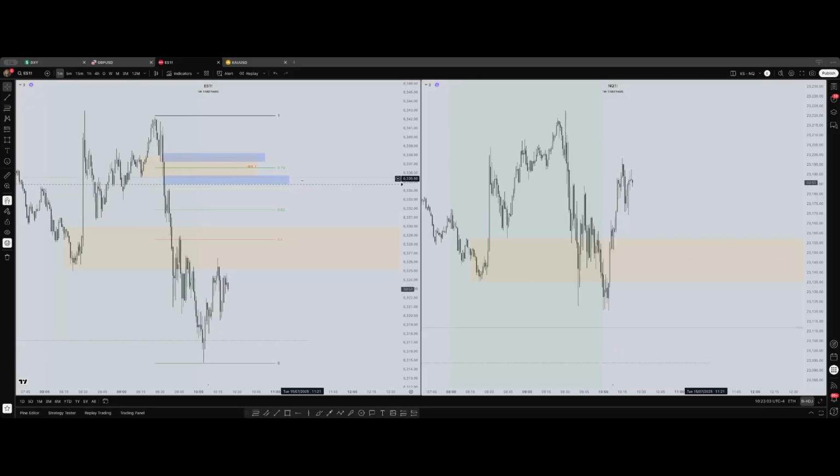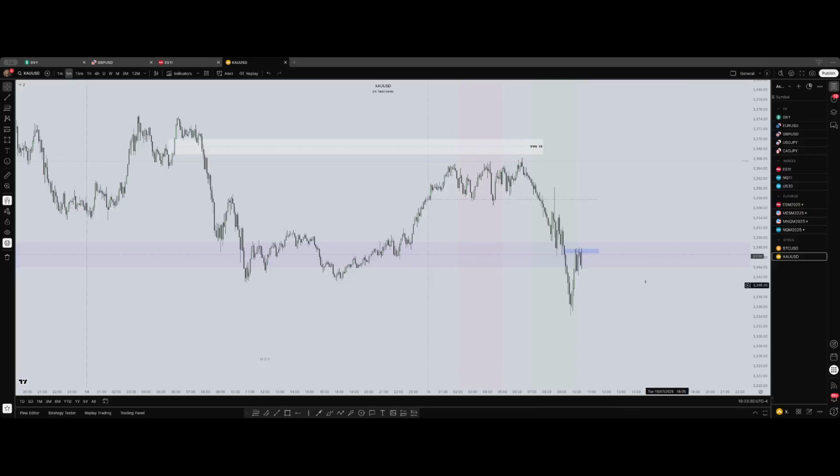So I have my alarm here in ES because Nasdaq is already here. I'm not interested anymore. But ES has these opportunities. I think there's a breaker and these imbalances, which are in premium and very close to or inside the optimal trade entry area. So I'm very interested in this level. Let's see if price wants to reach that level.